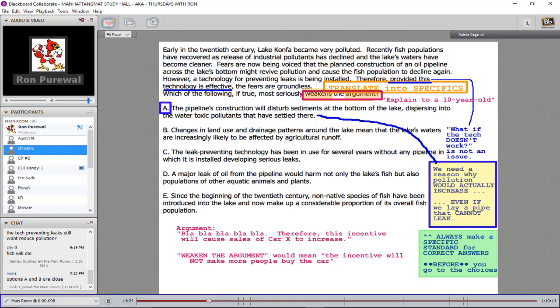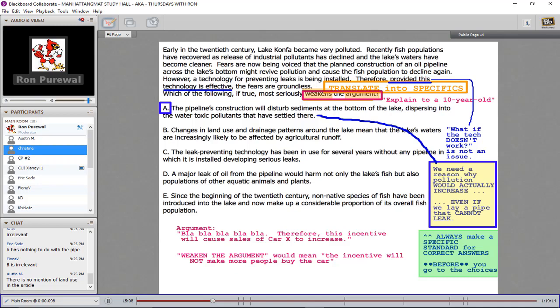What about B? What's wrong with B? There are 2 things that are very wrong with B. Yeah, the biggest one is that it has nothing to do with the pipe. The argument is not, okay, will pollution randomly increase in this lake? This is an argument about whether you should lay a pipe down across the bottom of the lake.